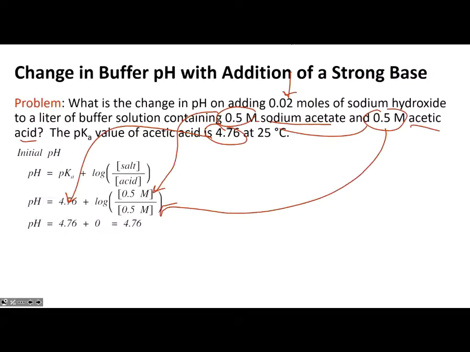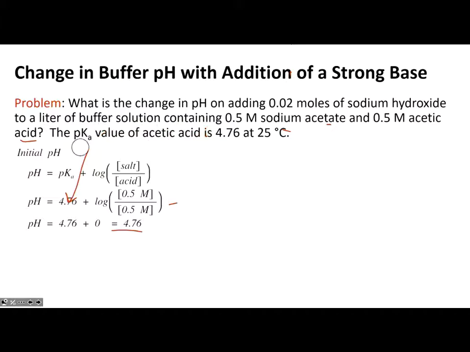Then you should just be able to solve for it. So you get 4.76 plus... well, this is what I was getting to before. What is 0.5 divided by 0.5? It's 1, right? What is the log of 1? 0. So in the end, we added 0 to the 4.76, and that's where we ended up with the 4.76 altogether. Any questions about that part? So what did we do? All we've done so far is to show you that the pH before we did anything to this solution was 4.76. Now we're going to add the base.